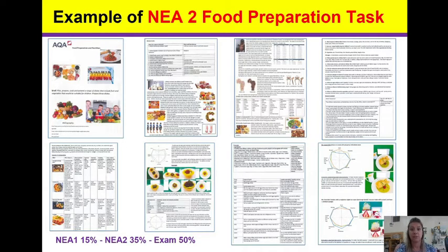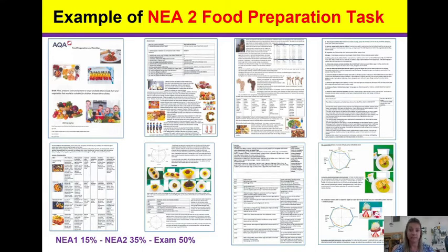NEA 2, the food preparation task. This task is your final opportunity to put into practice all that you've learnt throughout the course. You'll create a portfolio which is no longer than 20 A4 pages and with a font size of no bigger than 12. The portfolio will show evidence of research in the task, which is worth 6 marks. That is where we analyse the brief and we carry out the research.